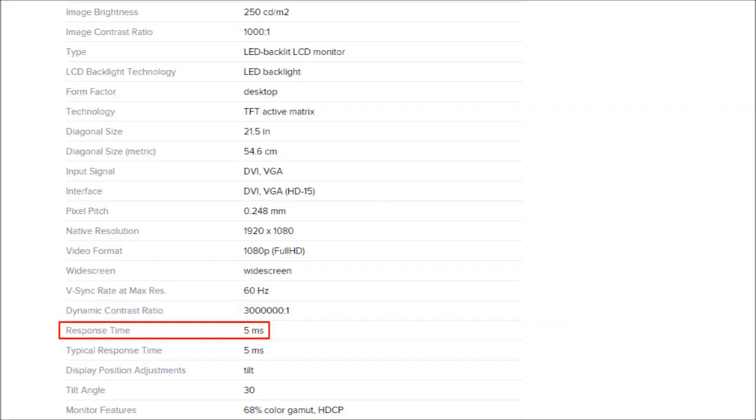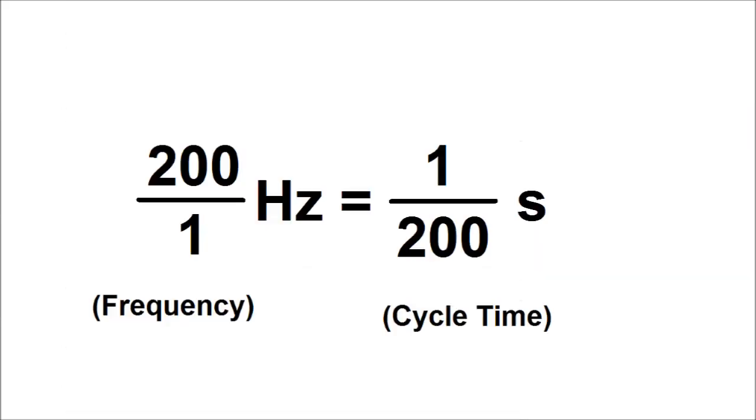This is my computer monitor at 600 frames per second. 1 frame off, 2 frames on, about 200 Hz. The manufacturers of computer monitors list this specification as response time in milliseconds. Here's the relationship between Hertz and seconds. 1 divided by 200 equals 0.005 seconds.